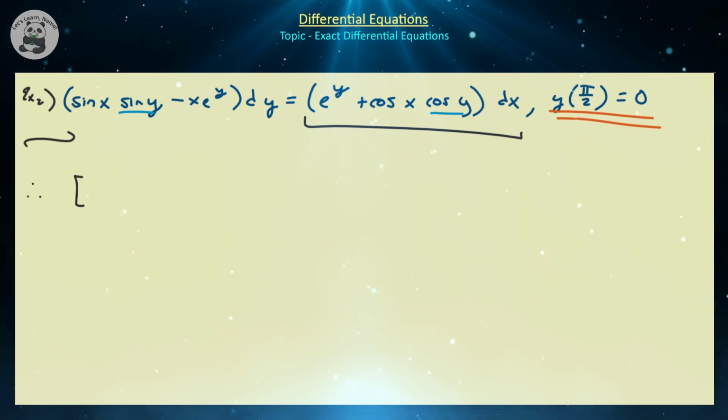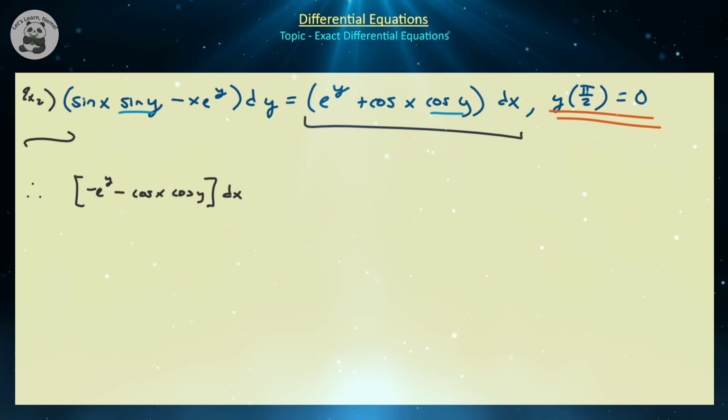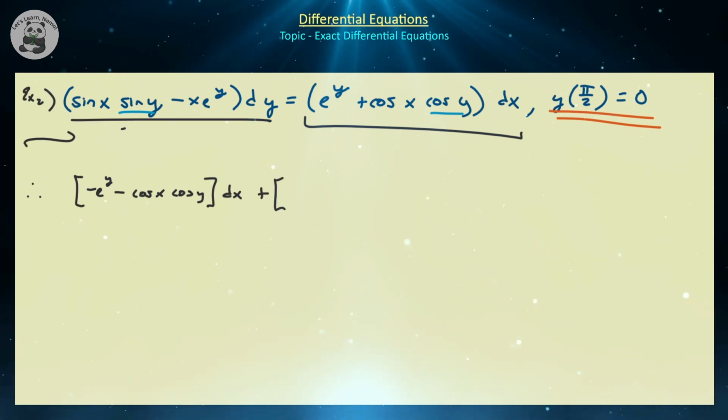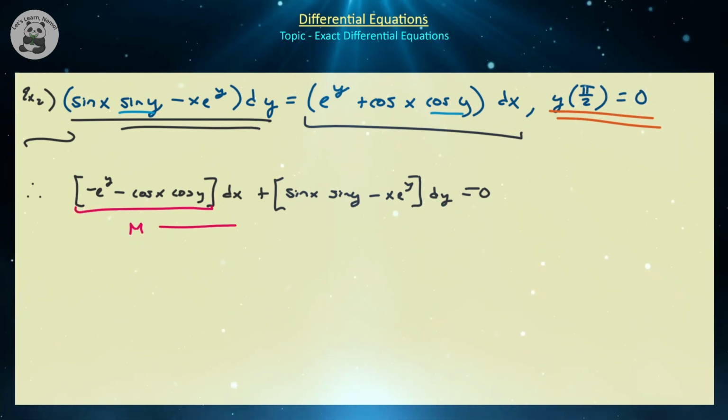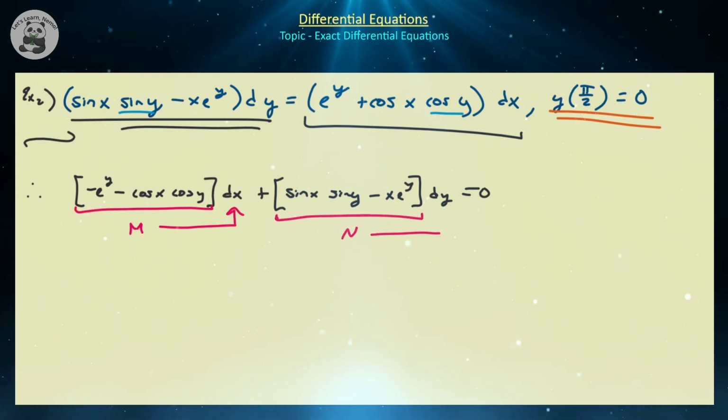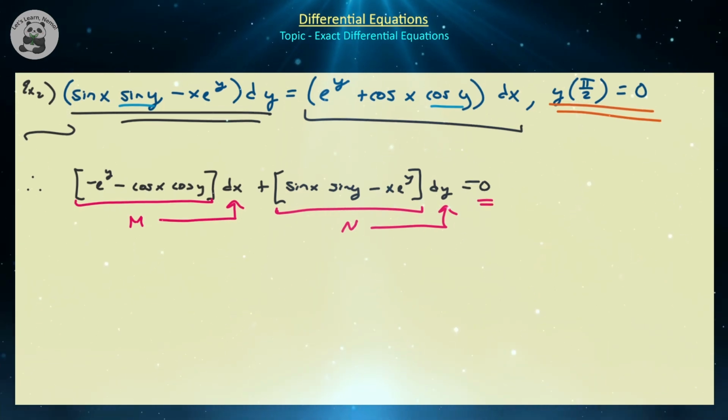Once we do that, we're going to have minus e to the y minus cosine x cosine y dx. And then we're going to leave that left term alone. So we're going to have sine x sine y minus x e^y dy is equal to 0. So once it's in this form, this is going to be your M, and keep in mind that it has to be associated with dx. And this term right here is going to be your N, and keep in mind that it has to be associated with dy, assuming that you have set this thing equal to 0.